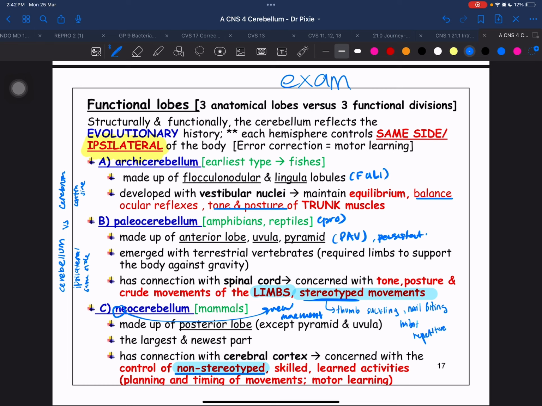What is the name of this functional part? Archi. This is paleo. No. Okay, now. Archi is equilibrium, and this is for the paleo, yeah? Nail biting, nose picking and posture, just posture. But for the neocerebellum, it is skilled movement.